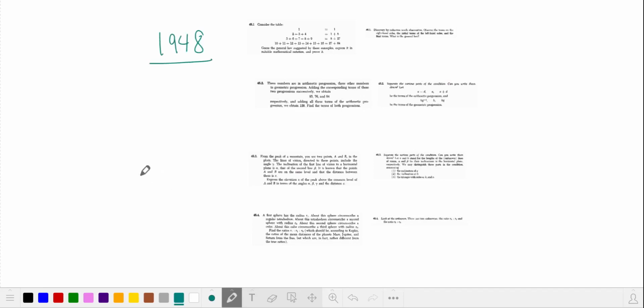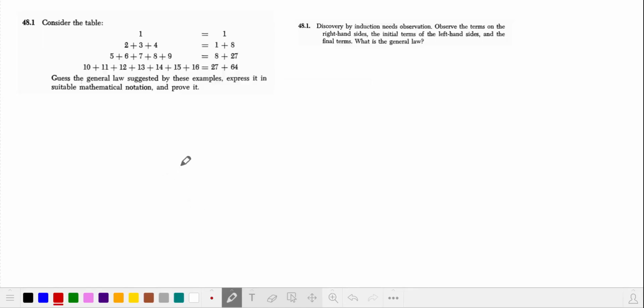I'm going to solve the problems from the 1948 exam. This exam had 4 questions that I thought were interesting. I'm also going to include the hints because I don't think they were particularly helpful. So let's start with this first problem. Here's the first problem from the 1948 exam.